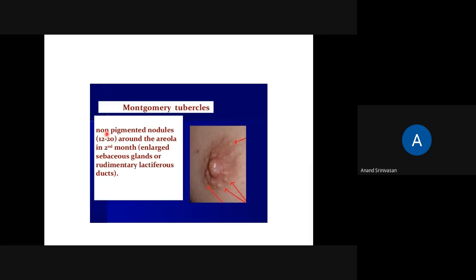Of course, it's written here. What is this? Montgomery tubercles. You can see the nipple, the areola, and at the border of the areola you can see some small dilatations. These dilatations are called Montgomery tubercles.